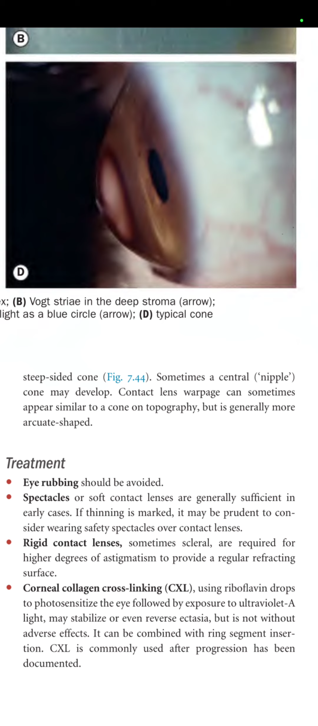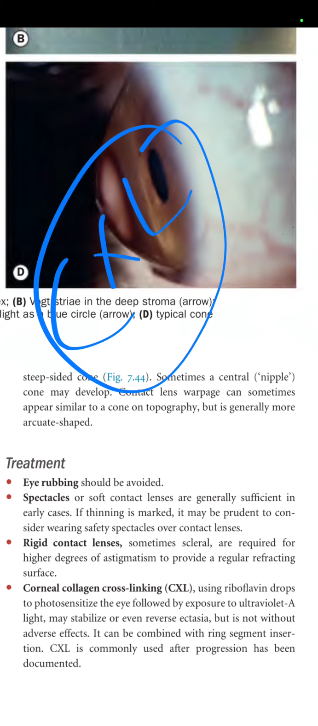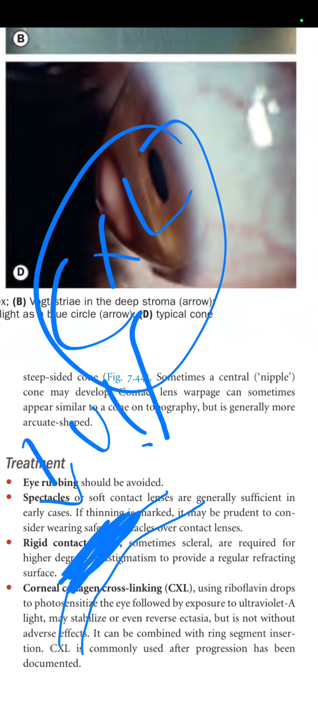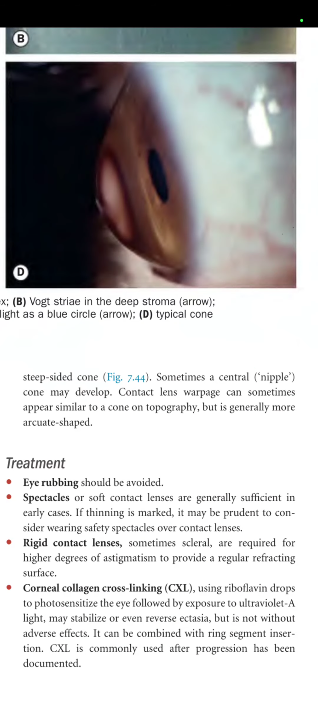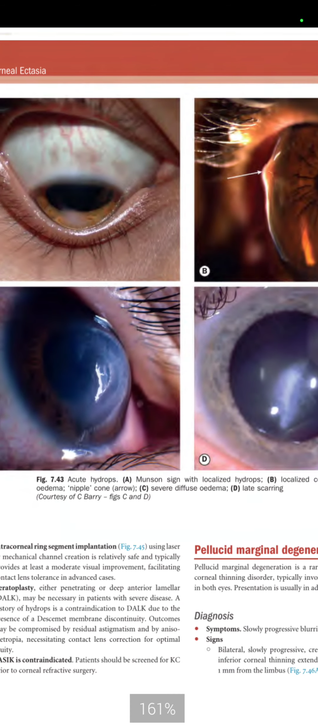So basically, as I have told you earlier, CXL is a procedure where you remove the epithelium and stain the stroma with riboflavin. When it is stained, we put the UVA light. When the UVA light interacts with this, it causes collagen bond formation in the cornea, and it causes tightening of the cornea. So the cornea becomes a little bit rigid, so it does not progress. And it can also be combined with the intrastromal ring segment.